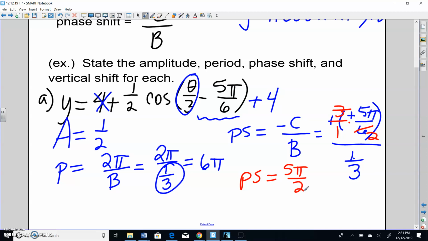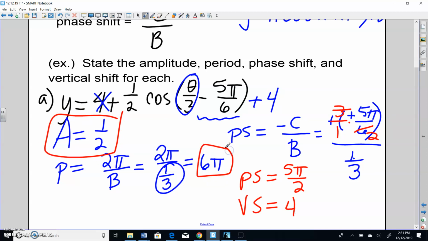Right? Did I do that right? Divided by 1/3 is the same as multiplying by 3. 3 goes into 6 twice. So 5 pi over 2 is your phase shift. And then our vertical shift is just 4, which will be 4 up. So there we've identified all the important parts of the changes in our function.